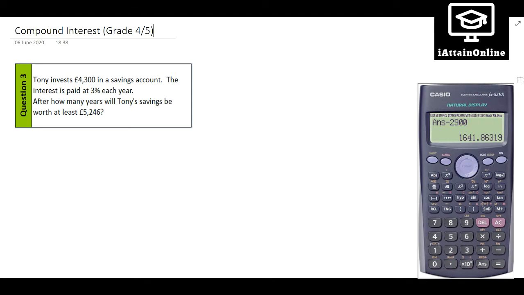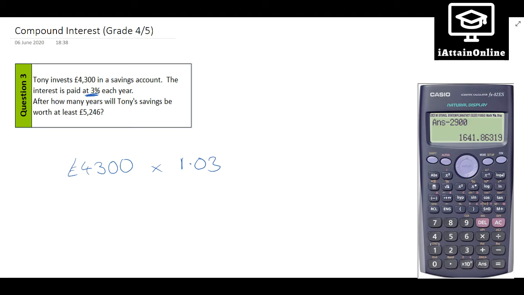Okay, so this one here, you are told how much Tony has at the start, you are told the interest rate, and you simply need to work out after how many years his savings account will be worth at least 5,246. So all you're going to do with this one is the original amount, 4,300, multiplied by 1.03, because it's an increase of 3%, and that 103% as a decimal is 1.03. That would tell you how much he has at the end of the first year.